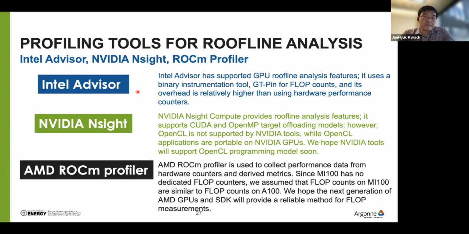And the ROCm Profiler. ROCm Profiler is a very nice, lightweight tool to collect performance data from hardware counters and derive metrics. The MI100 GPU does not have a full set of counters for flop. Flop cannot be measured by one or two performance counters; it is a combination of multiple counters. Because it doesn't have the full set of counters, we couldn't measure the flop count from the MI100 GPU. So in this study, we assume the flop counts on MI100 are similar to the flop counts on A100, because they are similar discrete GPUs. And we hope the next generation of AMD GPU will have a better situation. I see the MI250 has a different story, so we can expect better.